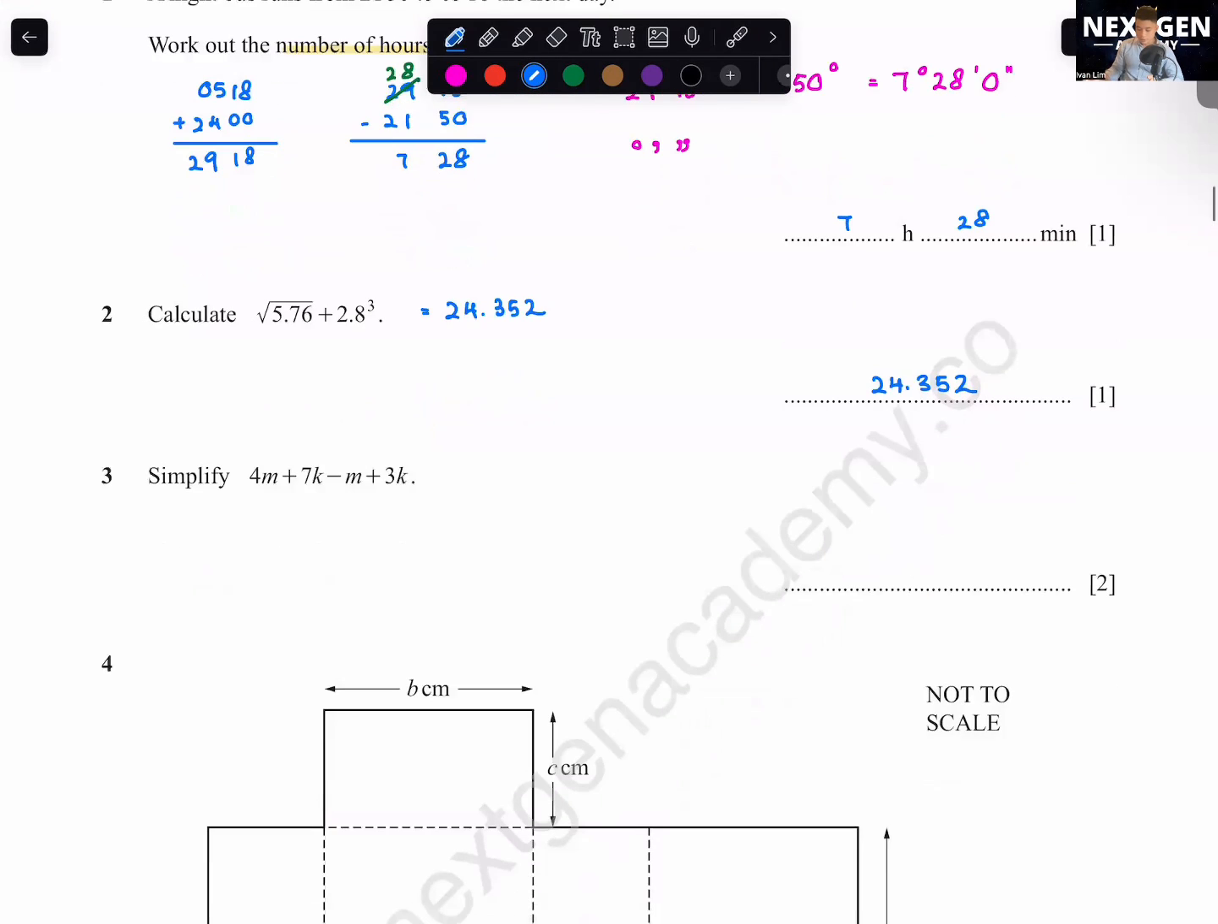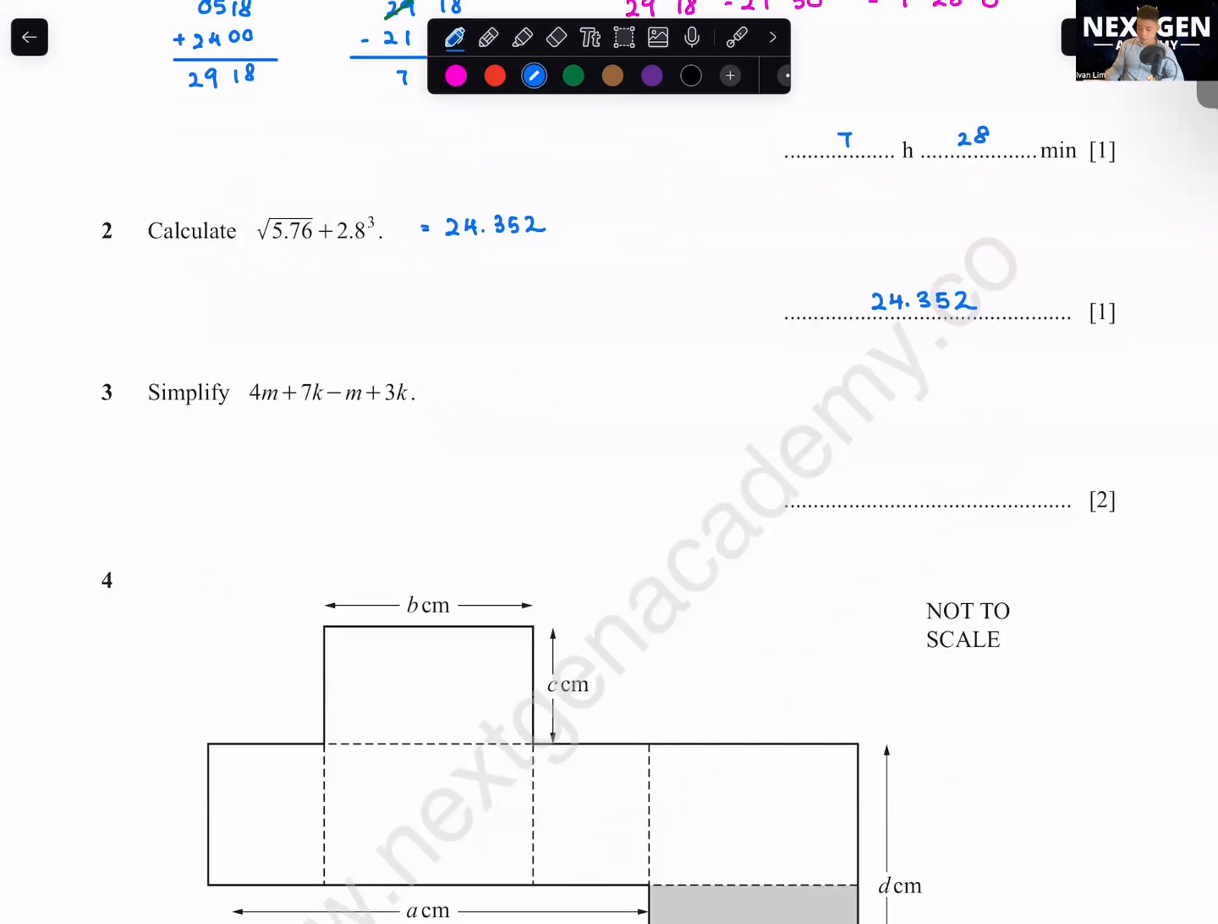Number 3. Simplify 4m plus 7k minus m plus 3k. So we're going to take the ones that have the same terms together, the m and the m, and then the k and the k, and add them up together. So 4m minus m plus 7k plus 3k. If you want to rewrite it like this, this will be 3m plus 10k.